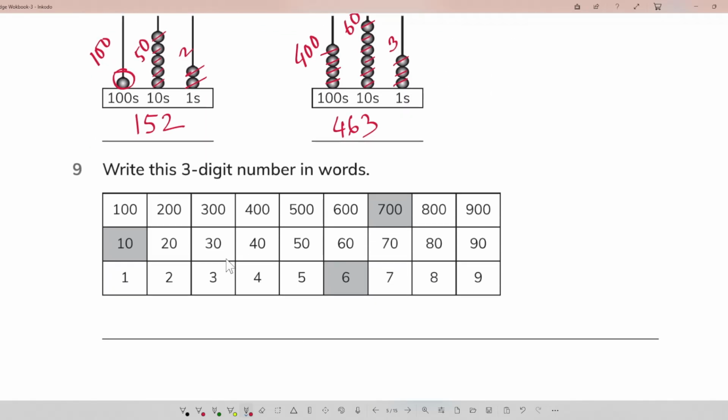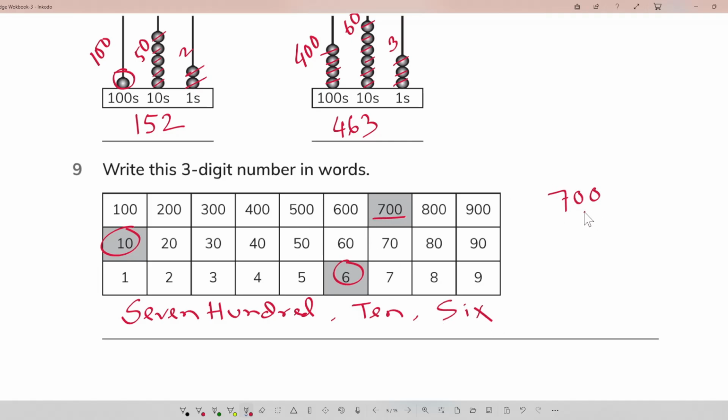Okay, write the 3-digit number in words. Here is what? 70. Write this 3-digit number in words. It's not 70, so 700. 700. And what about here is 10? 10. And here is 6. 6. So finally we can write, look, 700, 10 and 6, it will be 616.